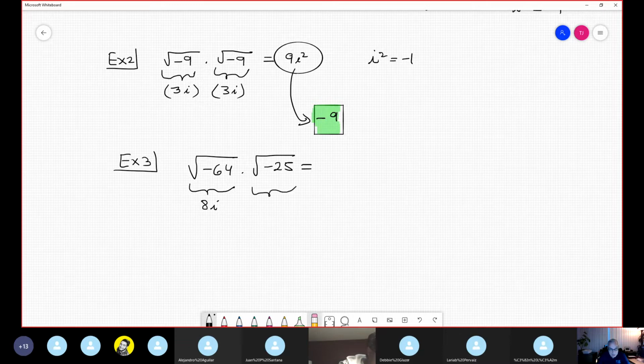Likewise, this is 5i. A multiplication of 40, i squared. But I know very well that i squared is -1, and the answer, my beautiful, elegant, final answer is -40. Boom. End of the story. Super clear?